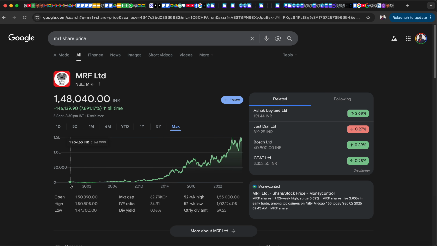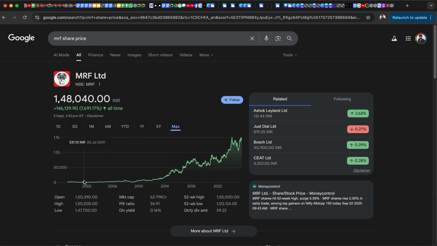in 2006 or 2002, the share price was at 1400, right? So if you would have invested 1400 in one stock, the same stock price now, the MRF stock price, is at 1,48,000. It means your amount would have multiplied, because in this chart if you see, the stock has delivered a 7,691% return.